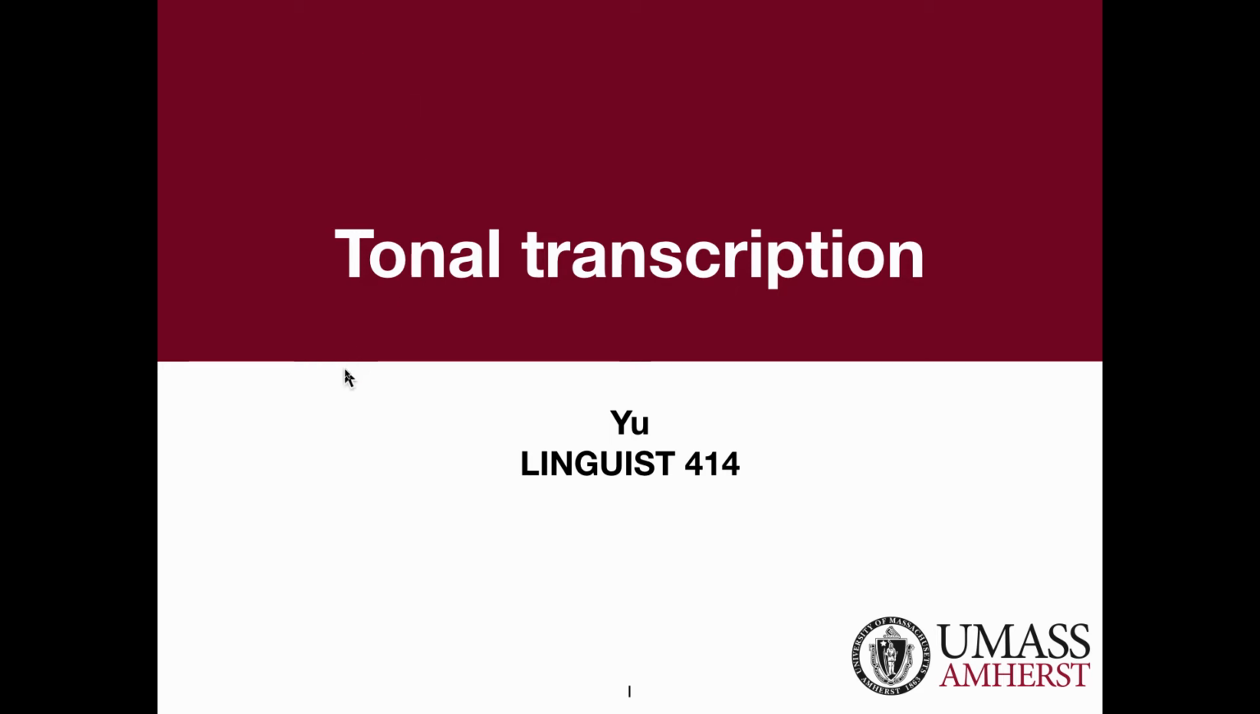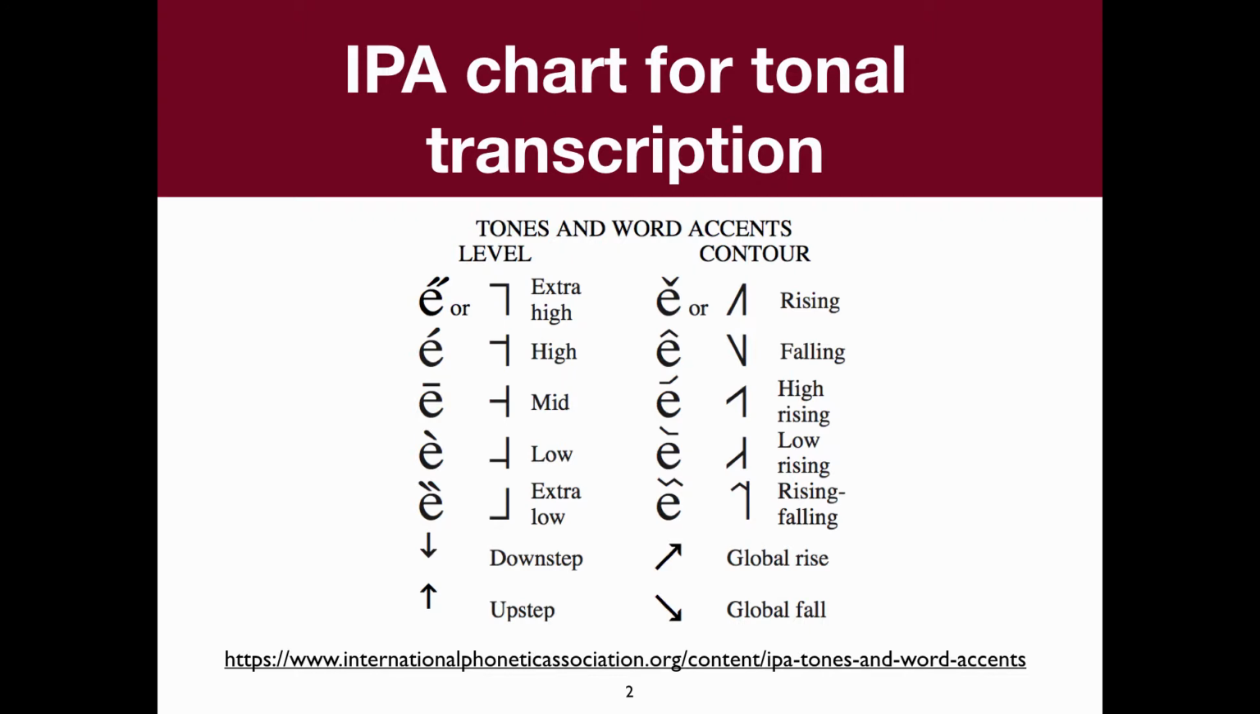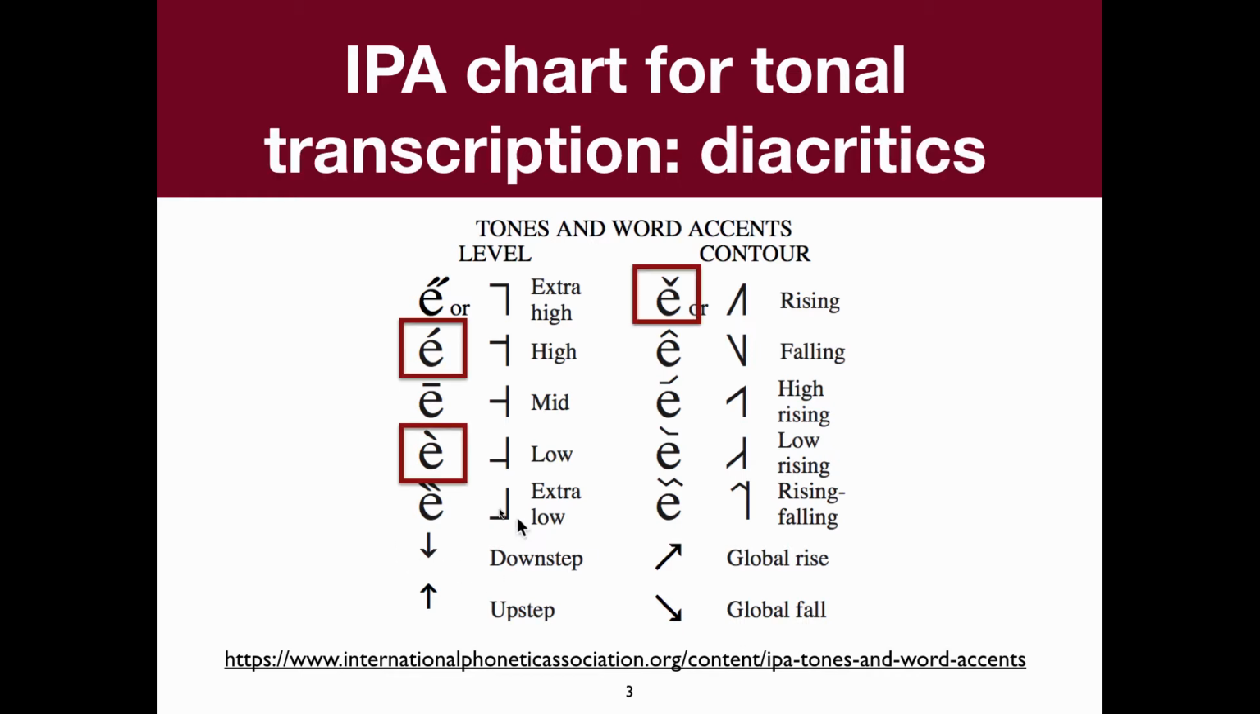So let's talk a little bit about tonal transcription. On the IPA chart near the right bottom hand corner, there's this little section for transcribing tones. There's a few different ways that this is done. One is to use these diacritics over the vowel. To be honest, I don't see use of all of these usually.